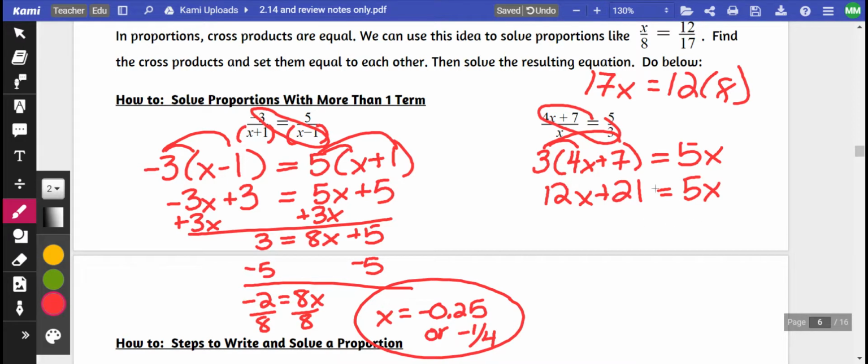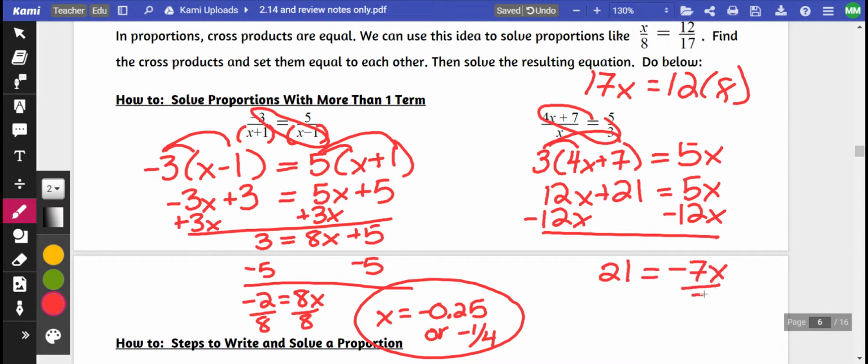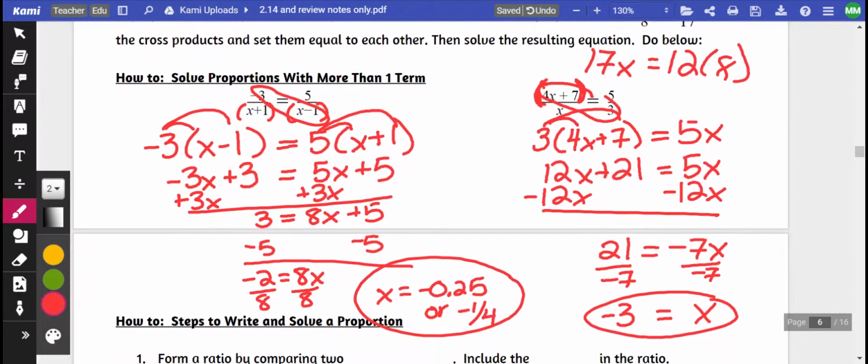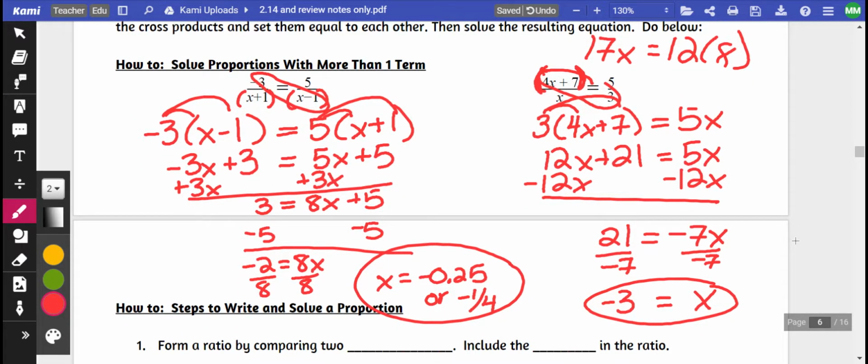For this one, I only have an x over here, so I'm going to subtract this one. So I have 21 equals -7x. Divide both sides by -7, and I get -3. So the biggest thing here, if you have more than one term in part of your proportion, you're going to make sure to put parentheses around it and then distribute when you multiply.